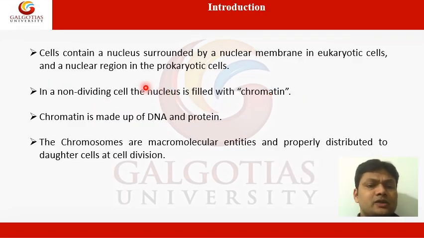The cells contain a nucleus which is surrounded by the nuclear membrane in all the eukaryotic systems, as you all know. And the nuclear region in prokaryotic cells is totally different from eukaryotic cells. In non-dividing cells, the nucleus is filled with thread-like material which is generally known as chromatin. This chromatin material is made up of DNA and protein. This DNA is attached with the protein known as histone protein, and some part may be non-histone proteins, which may be acidic in nature.